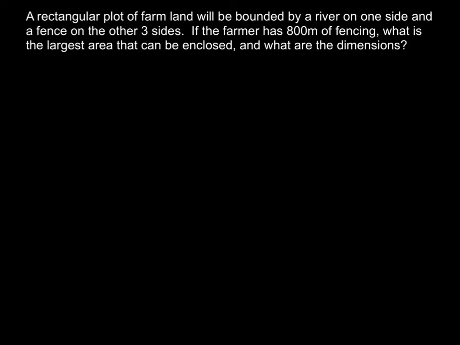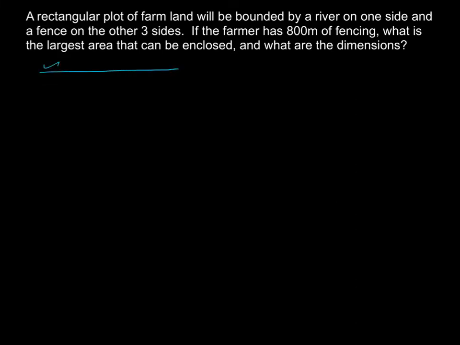A rectangular plot of farmland will be bounded by a river on one side and a fence on the other 3 sides. If the farmer has 800 meters of fencing, what is the largest area that can be enclosed, and what are the dimensions of that rectangle? So the first thing you want to do is write down what you know and what you don't know, but I think the first thing I want to do is draw a picture. Those steps, if you do those, all of that is in step 1.